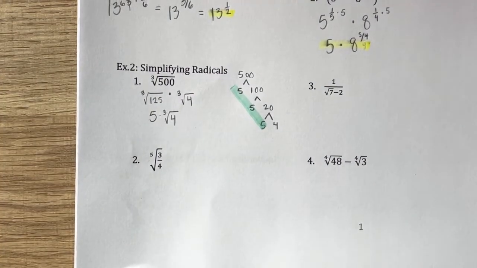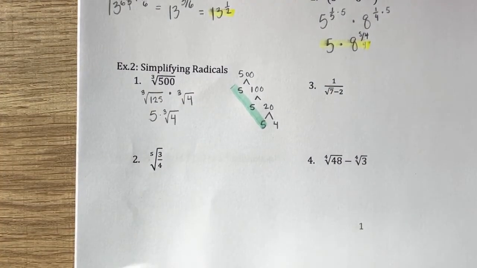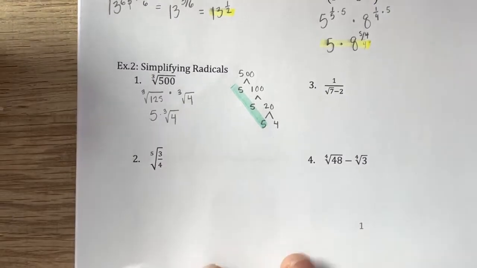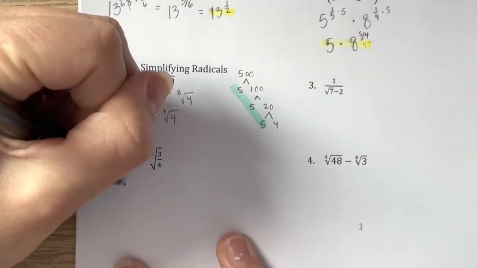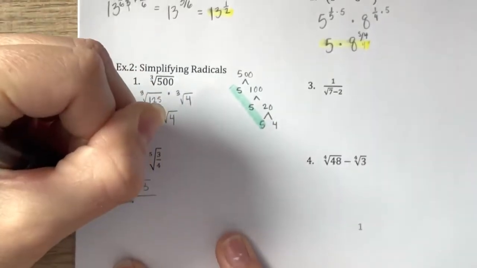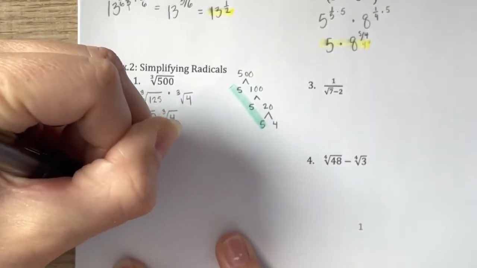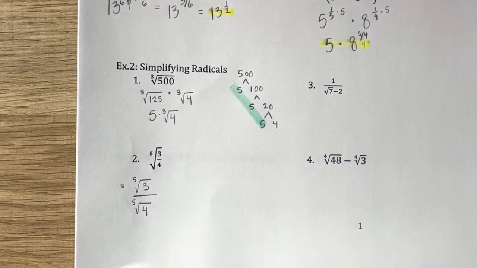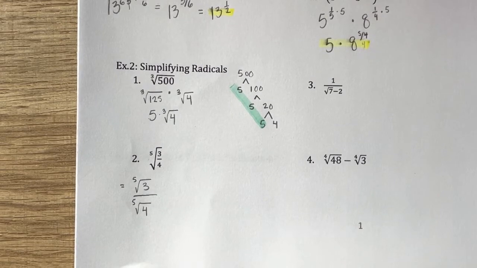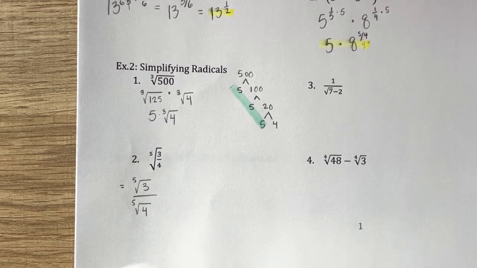For number 2, it's the 5th root of 3/4. Whenever we have a fraction inside the radical, we can separate it into 2 different radicals, numerator and denominator. So I can think of this as the 5th root of 3 over the 5th root of 4. Usually when we have a radical in the denominator, we rationalize the denominator, but it's a little bit different when it's not a square root, when it's a 5th root or a cube root or any root other than squared.